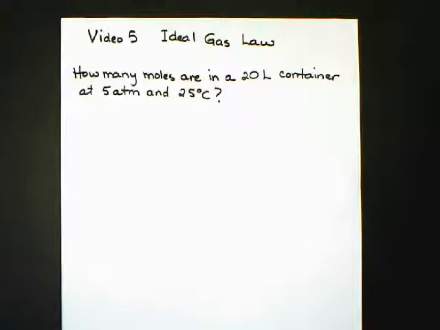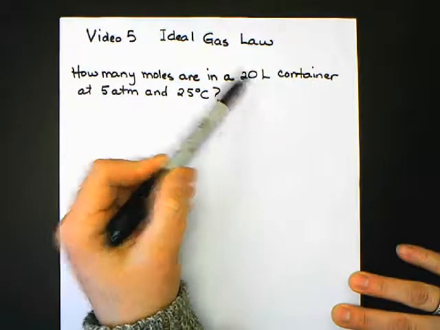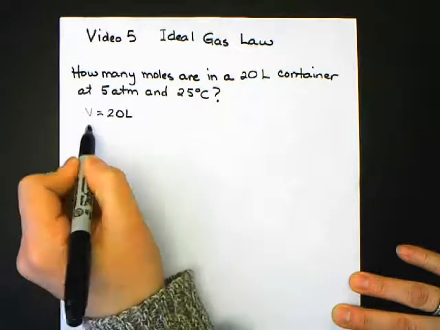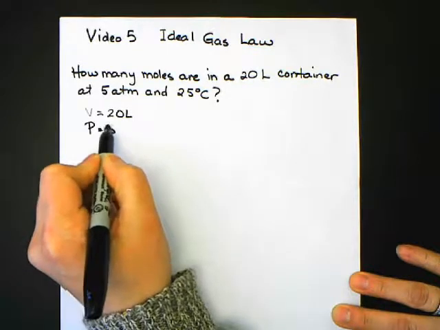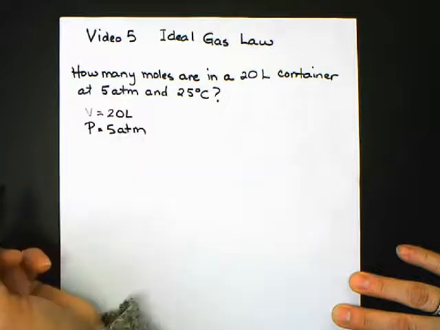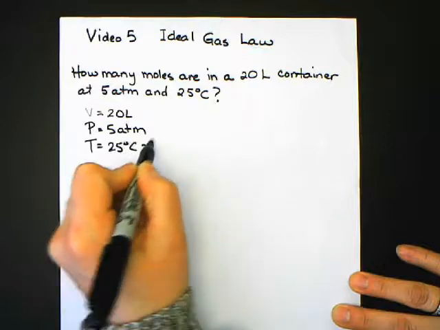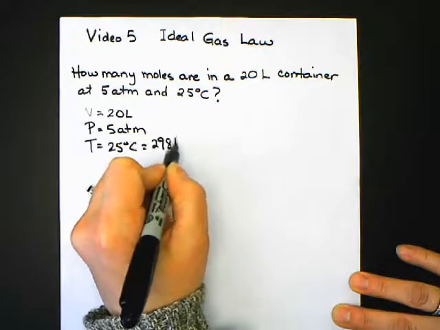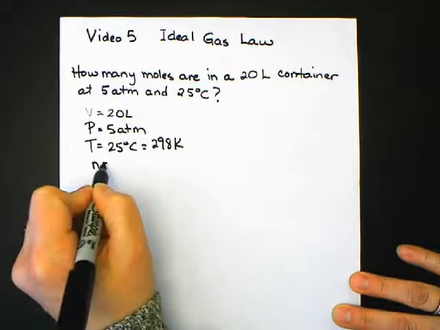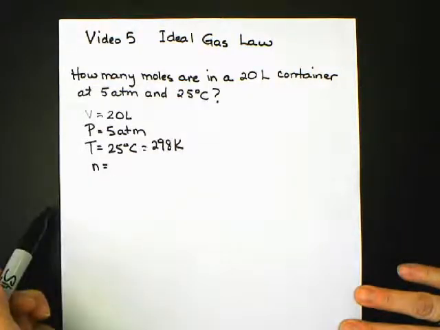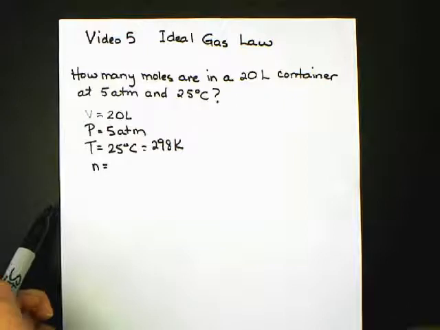So I have a volume, 20 liters. I have a pressure, 5 atm. I have a temperature, 25 degrees Celsius or 298 K. I don't have moles. And I don't have any changing conditions. So technically, if you go back and think about the combined gas law, I'm missing 5 variables. How do I deal with that? Any suggestions? Can you think of anything?